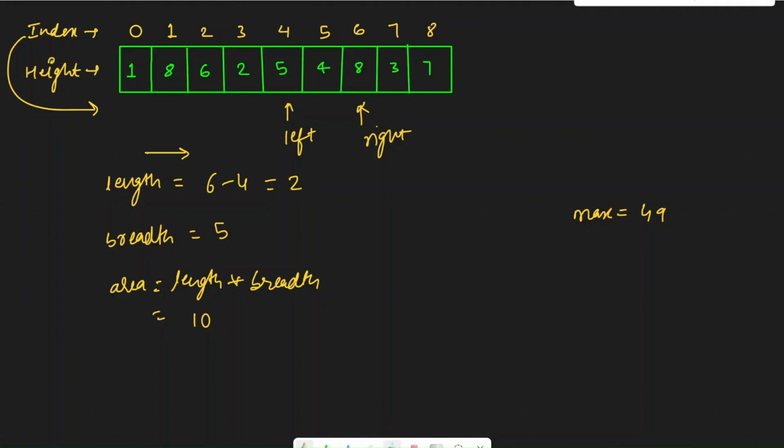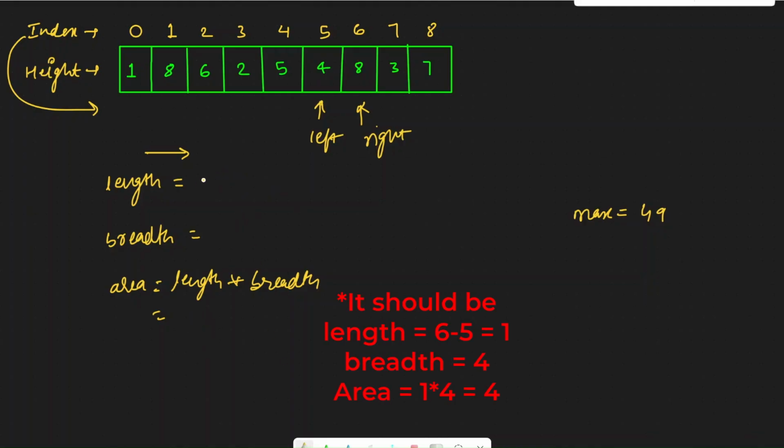Now again, we choose whether we move our left or right. Our left is pointing to a lower height as compared to right, so we're going to move our left. So now our left comes at this location. We again need to calculate our length, breadth and area. So length would be equal to 7 minus 5, that will be equal to 2. Our breadth would be equal to whichever is lower between 4 and 8. 4 is lower, so 2 multiplied by 4 equal to 8.